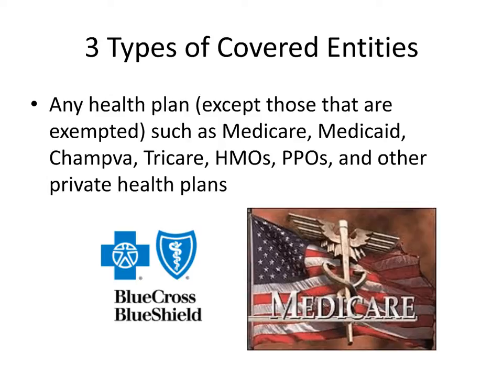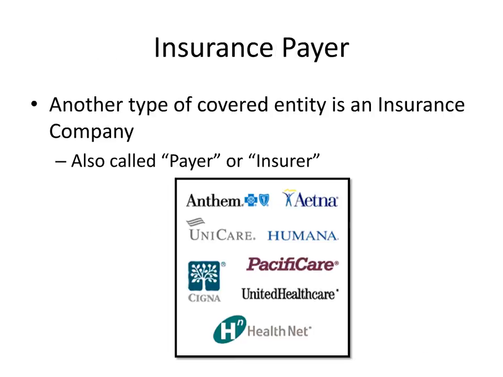They're the ones that are usually involved in processing or storing patients' health information. Well, the first type of covered entity is a health plan. A health plan is such entities as Medicare, Medicaid, CHAMPVA, TRICARE, HMOs, PPOs, or other types of private health plans. Another word for these would be a payer, a third-party payer, or an insurer.